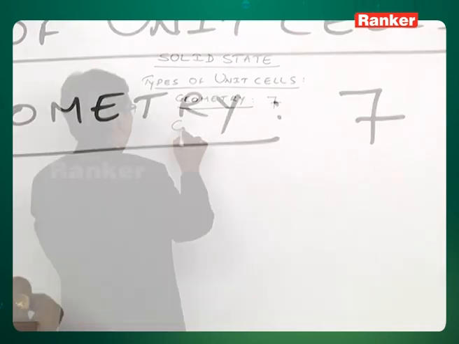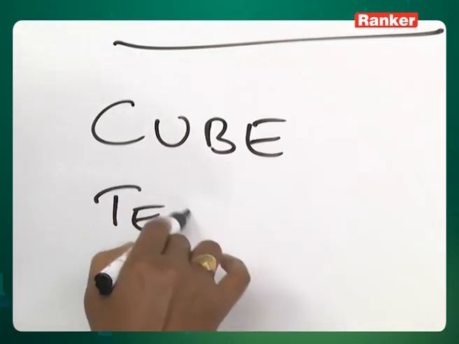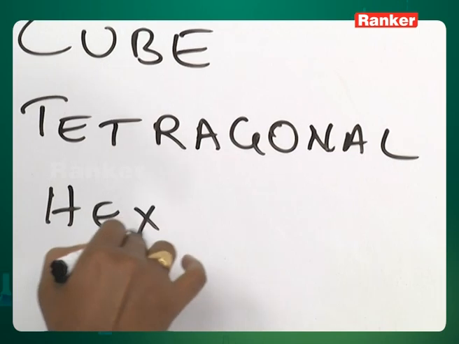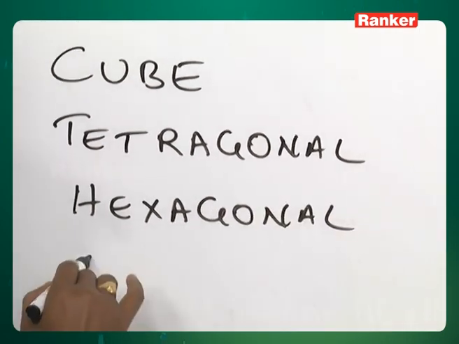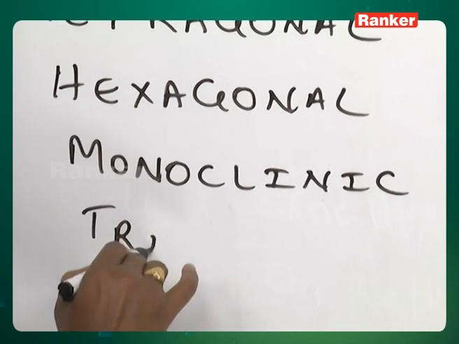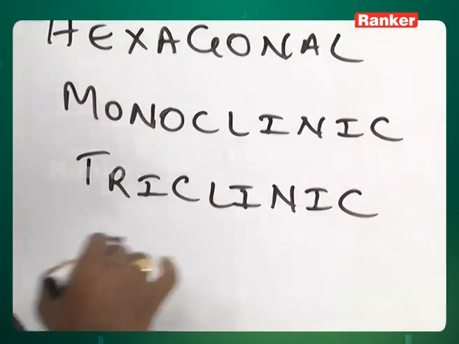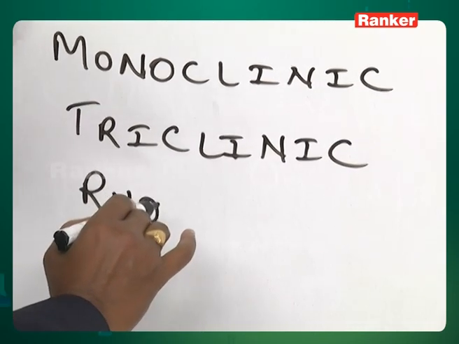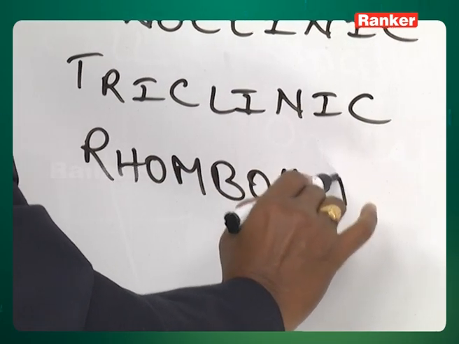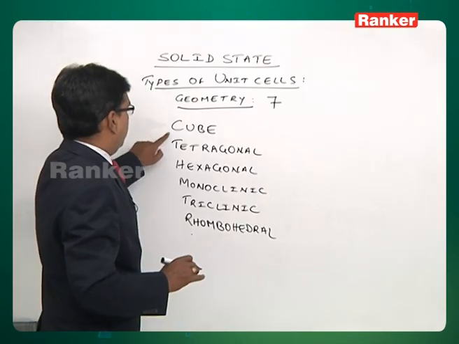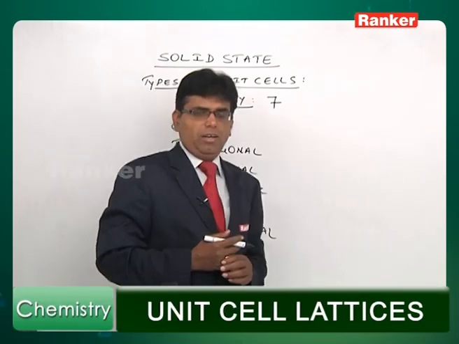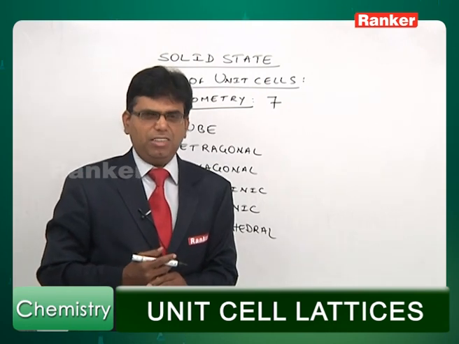They are cube, tetragonal, hexagonal, monoclinic, triclinic, rhombohedral, so like this cubic, tetragonal, hexagonal, monoclinic, triclinic, rhombohedral, like this they have been classified into 7 different types.